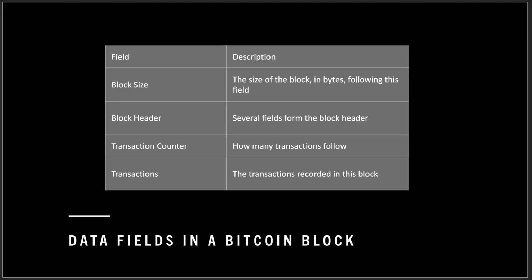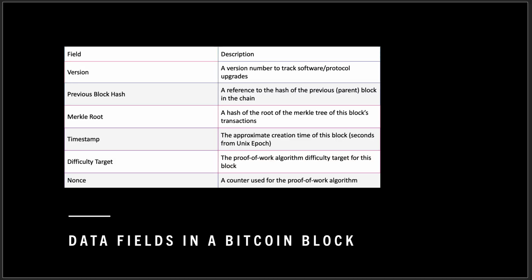Data fields in a Bitcoin block, same thing, right? Field description is the block size, the block's header, and the transaction counter, which is how many transactions are in that block. And then the transactions recorded in the block is the interesting bit for that. And then version, previous block hash, Merkle root, and all the other things you would use to find its position within the chain. And then again, that nonce, the proof of work algorithm, and the difficulty target.